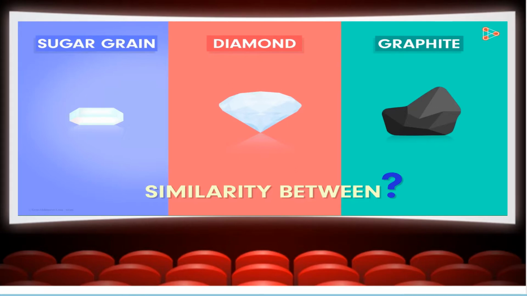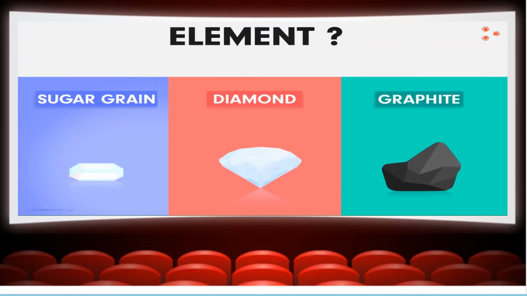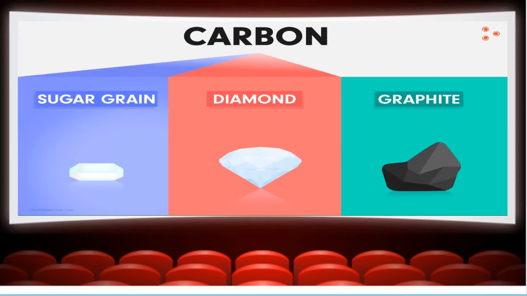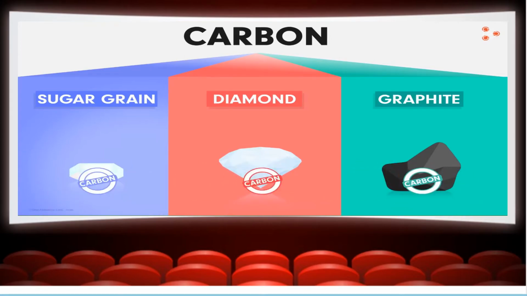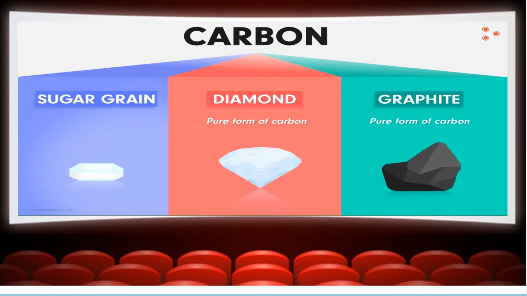There is something common between all these three things. I'm referring to the element that these three are made up of. I'm referring to carbon. Wait a second. Are we saying that the sugar, the radiant diamond, and graphite are all made up of carbon? Absolutely. In fact, diamond and graphite are almost pure forms of carbon. They are majorly made up of carbon with a few minuscule elements that come as impurities.